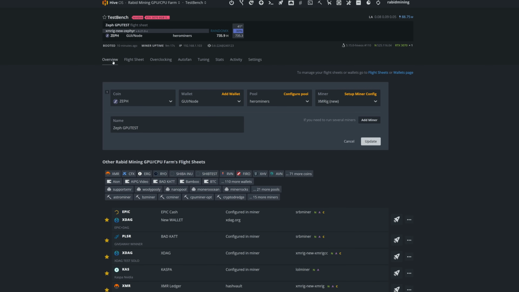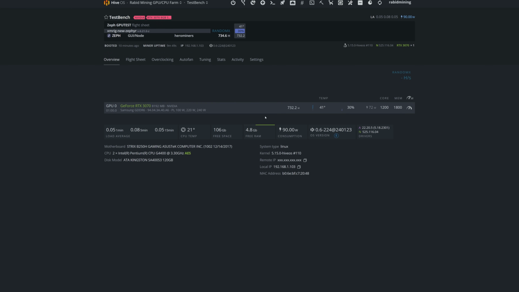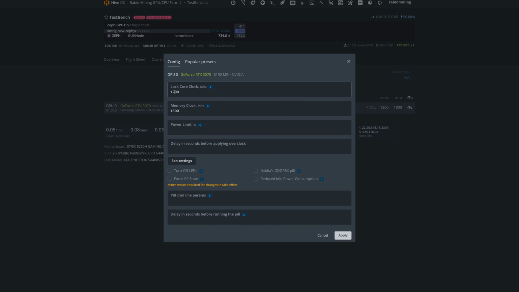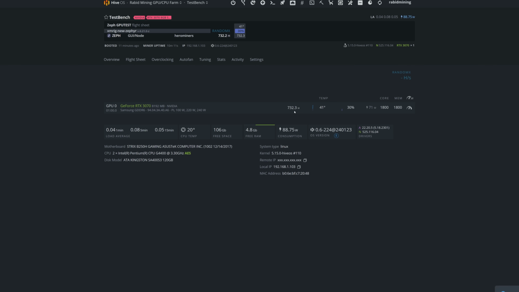So I'm going to come back into here, and right now we can see the CPU says it is running at 734 hashes, but the GPU is also saying 732 hashes. I'm just going to crank this up a little bit. I'm going to put 1800 on the core here. I'm going to apply this, and funny things going on is actually the CPU goes up as well. So I don't know if it's just reporting both on both sides here or what's going on.